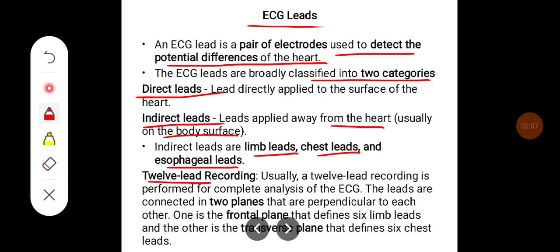Conventionally, 12 lead recording is usually done. So usually 12 lead recording is performed for the complete analysis of the ECG. The leads are connected in two planes that are perpendicular to each other. One is the frontal plane that defines 6 limb leads, and the other is the transverse plane that defines 6 chest leads.